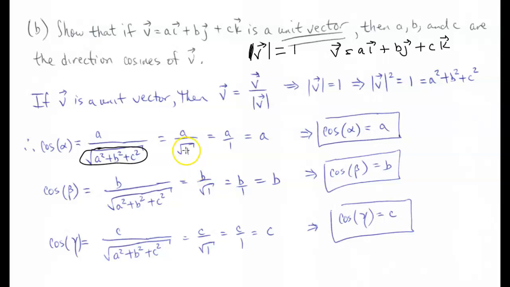And because of that, we're just taking A, B, and C for our cosine of alpha, beta, and gamma and dividing by 1. And of course, when that's the case, the direction cosines just end up being the coefficients themselves.